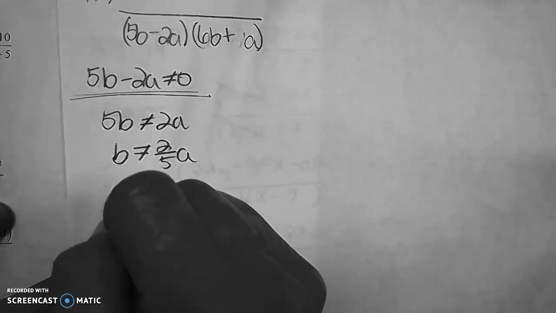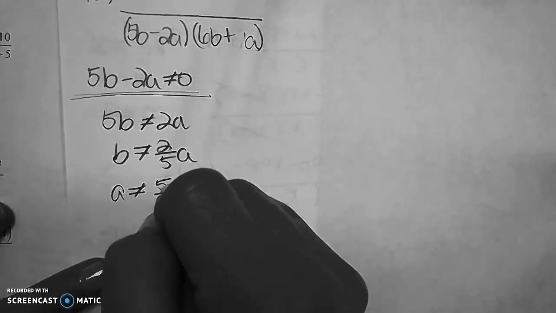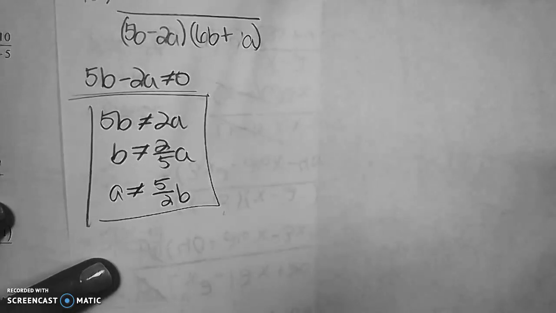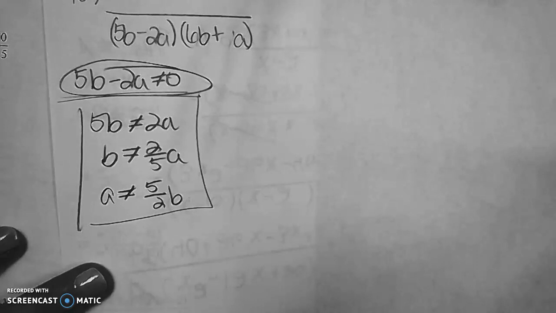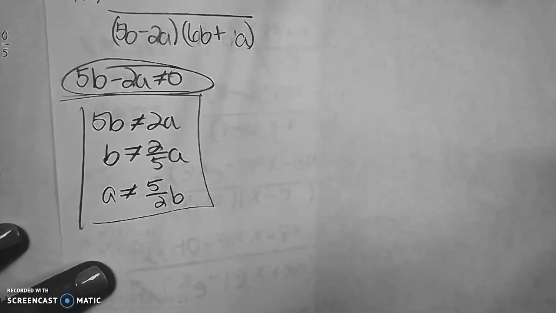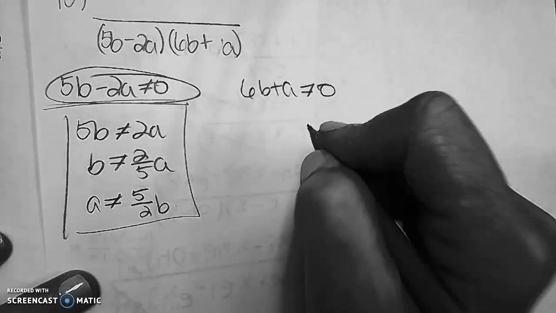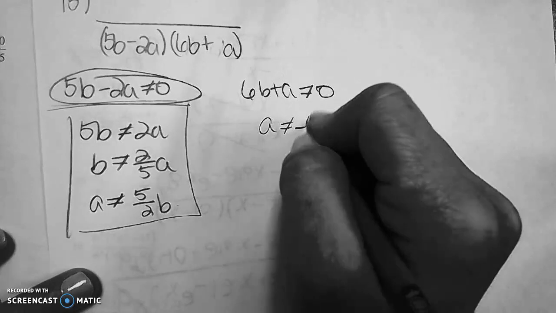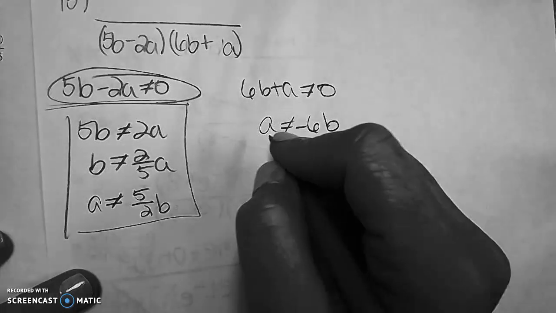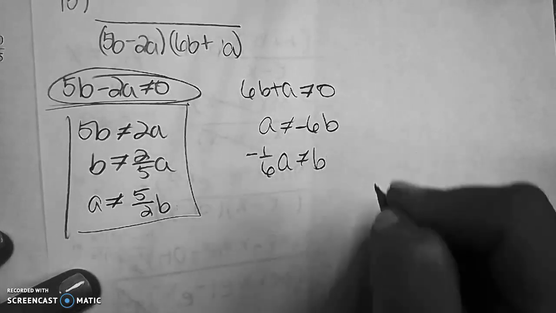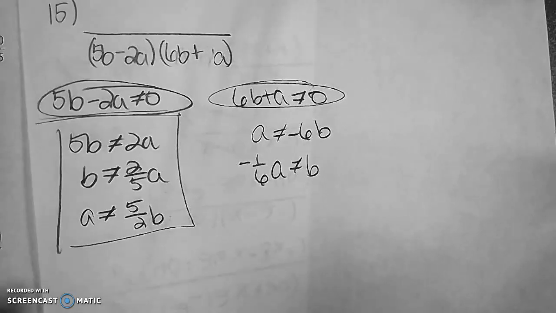You could even say a can't equal 5 halves b. I mean, there's all kinds of ways that you can write that same restriction, but I'm perfectly fine with you leaving it as 5b minus 2a can't equal 0. In the same note, 6b plus a also cannot equal 0. And again, there's all kinds of different ways that you could write that. So there is not necessarily one particular way I'm looking for, just something that's equivalent there.